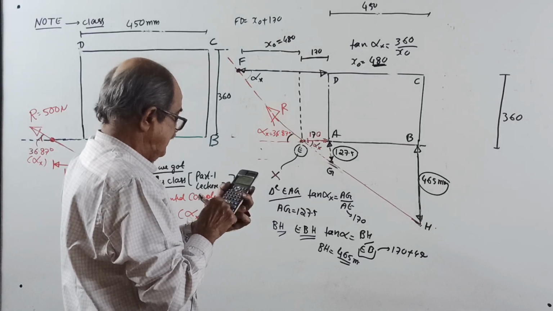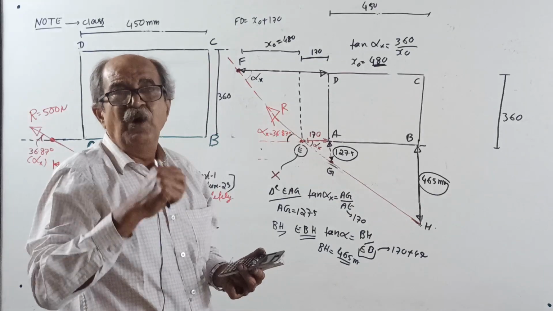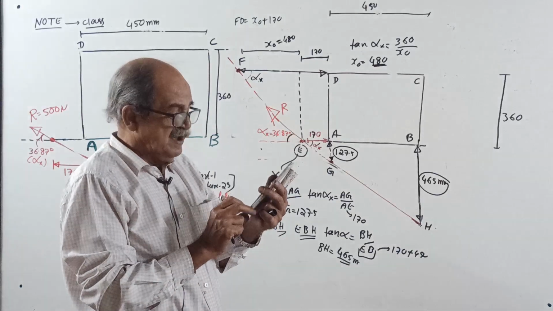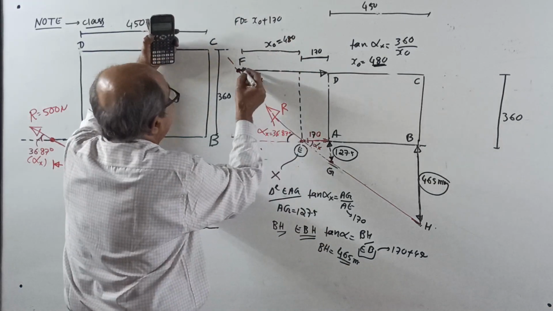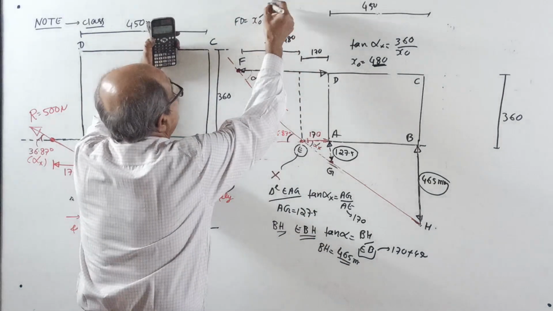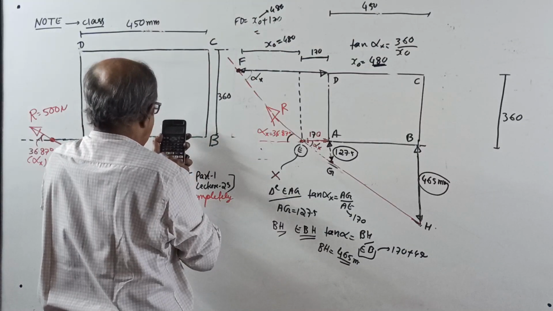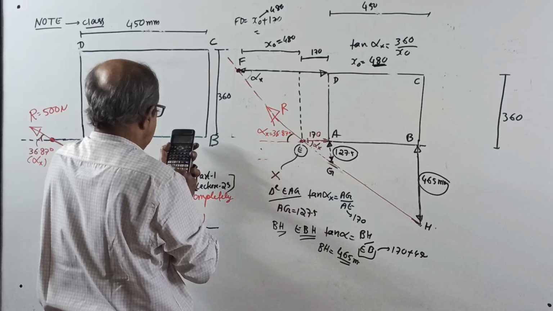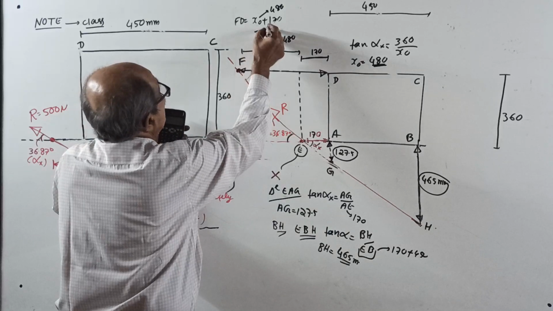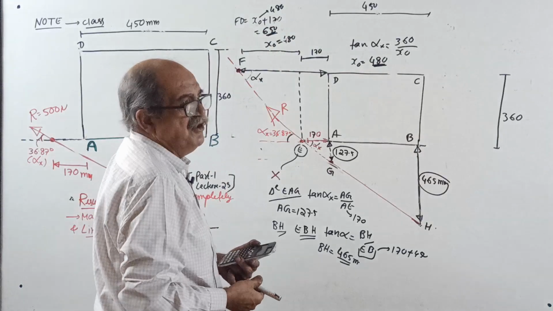360 divided by tan 36.87. So see, if your mathematics is good, you can escape from so many confusions. 480. Therefore, your FD is x naught, 480 plus 170, which is 650. Now all the values I got.